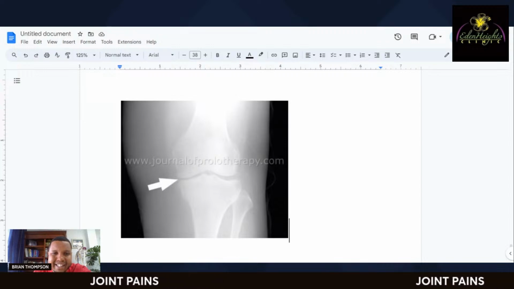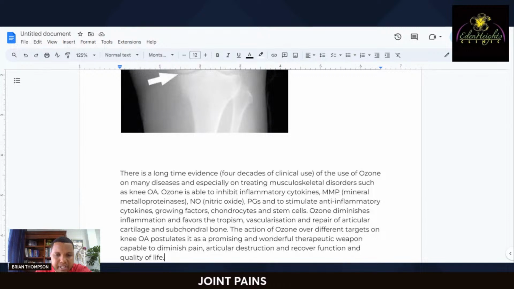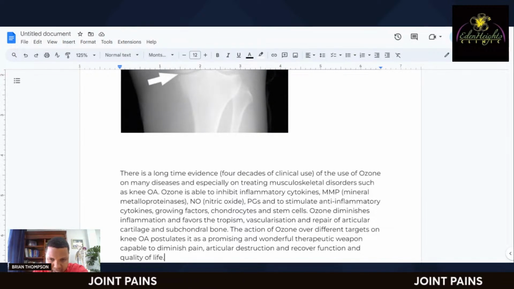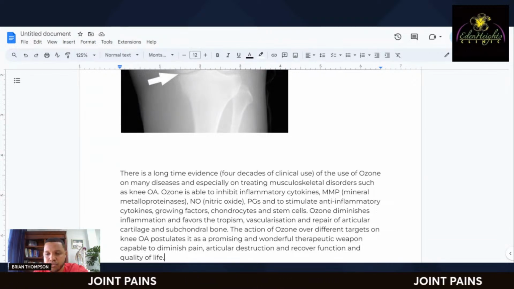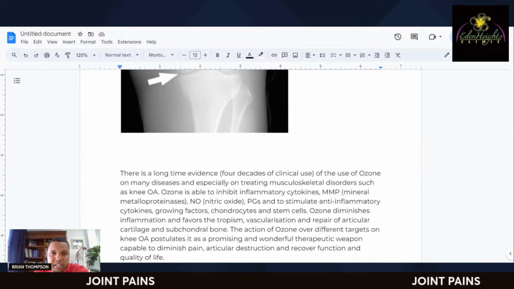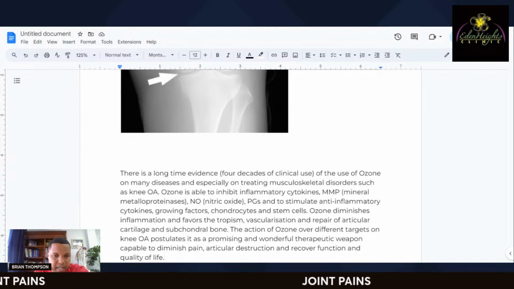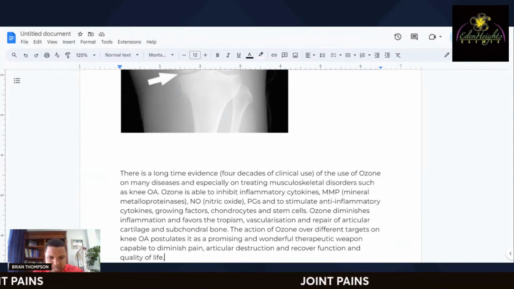Let me just give you a little idea of what prolozone is about. All right, now of course there's long-standing evidence, about 4 decades of clinical use of things like ozone. Ozone is basically what is used in prolozone. Prolozone contains ozone, B vitamins, minerals, nerve blocks. It's actually a very simple therapy, but it's a therapy that works pretty well for persons that are having pains in their knees.